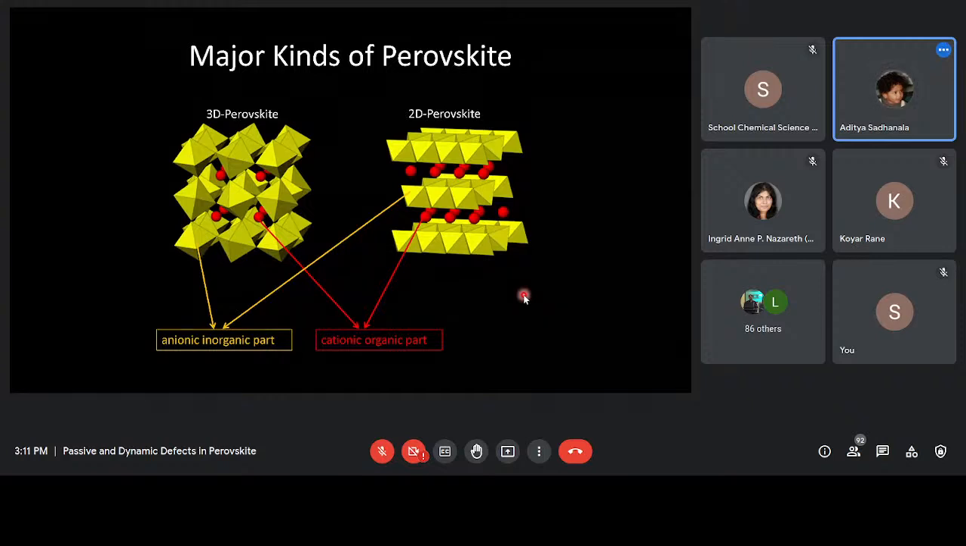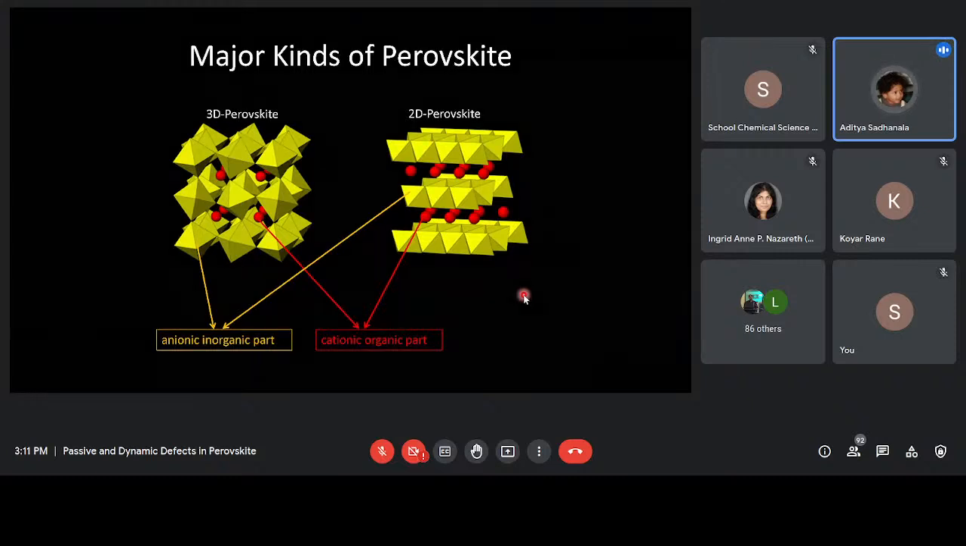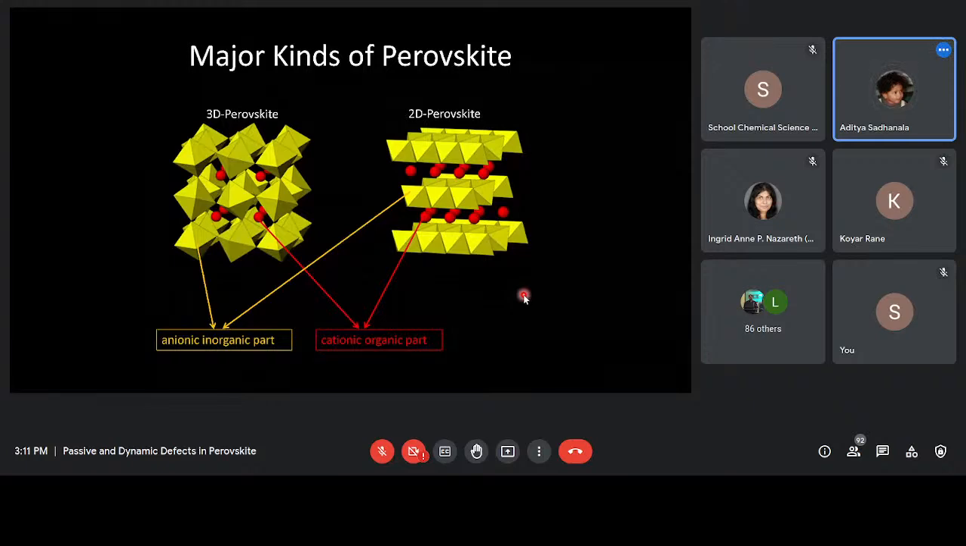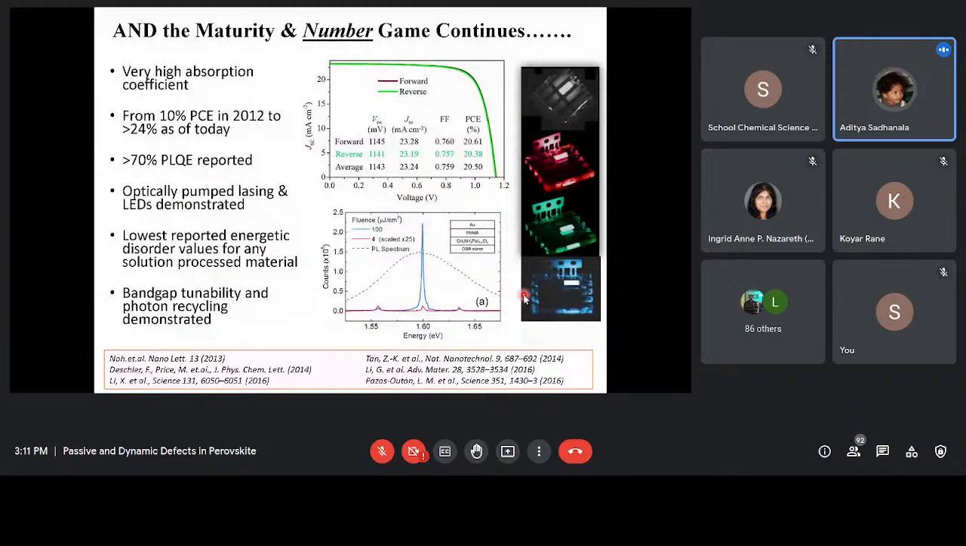So these are different famous kinds of families of perovskite, but there are more kinds of perovskites, like one-dimensional perovskite, zero-dimensional perovskite, and so on. So the topic for today is about a different thing. I'll explain to you in the next slide. But going further, something interesting about perovskites was just the numbers. Nowadays we are actually moving into the maturity phase where we are talking about the technologies being developed, not just in the lab, but actually moving towards industry.